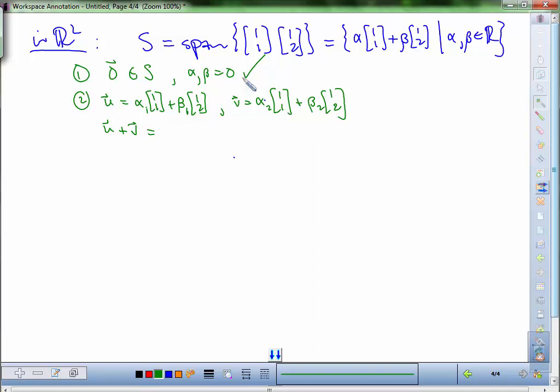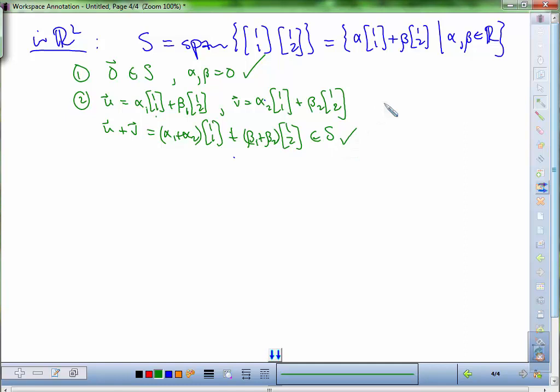So U plus V is equal to, can I just simplify it? So U, the alpha 1 and alpha 2 can factor out with the vector (1, 1). So (alpha 1 plus alpha 2) times (1, 1) plus (beta 1 plus beta 2) times (1, 2). And this looks like it's in the same form, right? Something times (1, 1) plus something times (1, 2). And these are the two somethings, and they're both real numbers. So this is also in S.